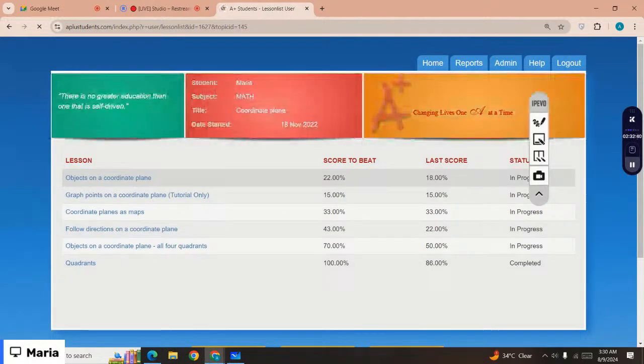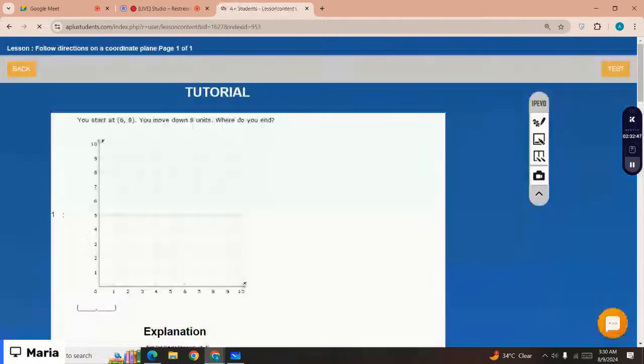The next lesson is follow directions on a coordinate plane. Let's just start with the lesson. Let's just start with the test questions.